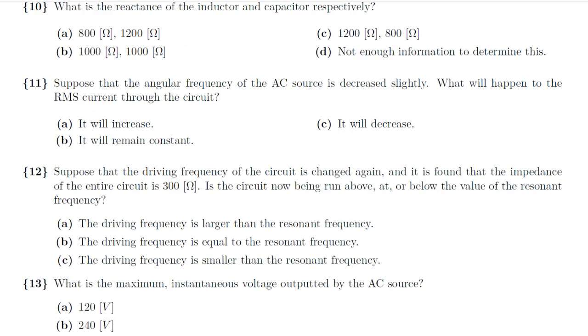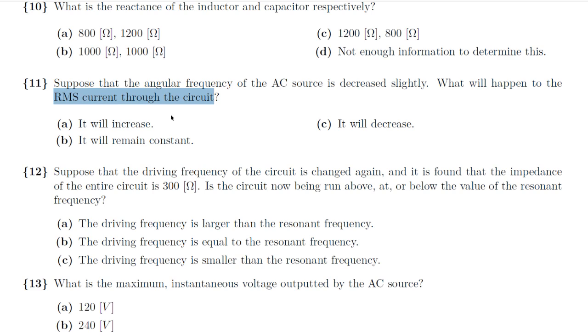For 11, we're going to suppose that the angular frequency of the AC source is decreased slightly. So when I say slightly, I mean you're not changing it by much, but it is decreasing. What will happen to the RMS current through the circuit?